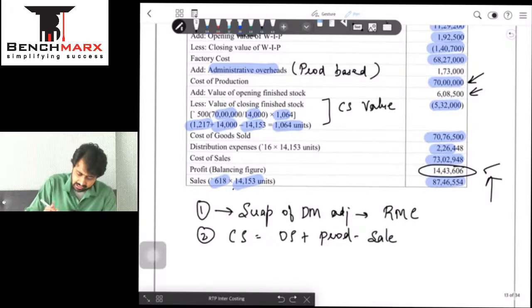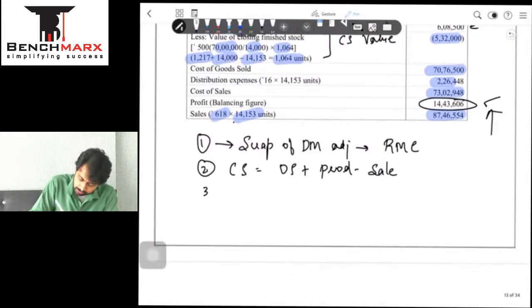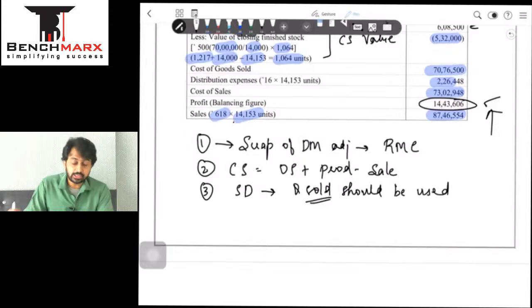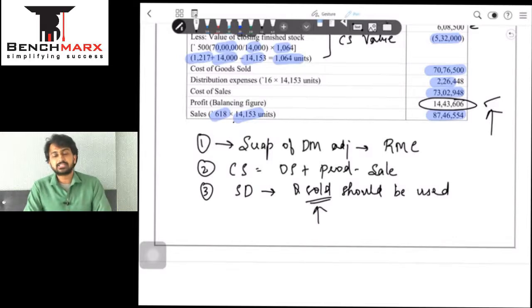And if you want to write it down, you can: for S&D, the quantity sold should be used. So I will not use S&D per unit into goods produced, but I will use the goods sold because it's a sales based expense. Use the sale quantity.